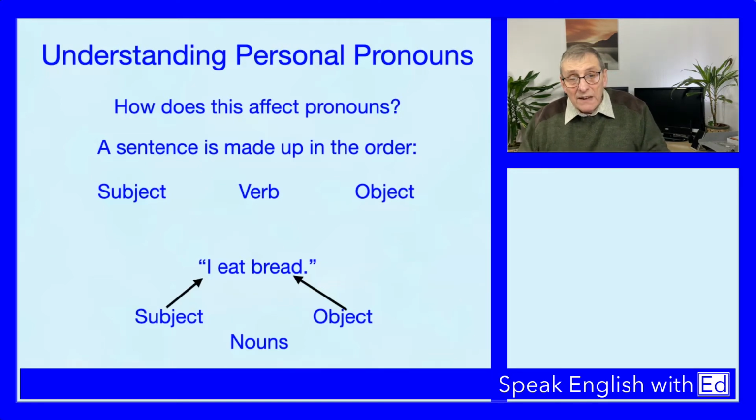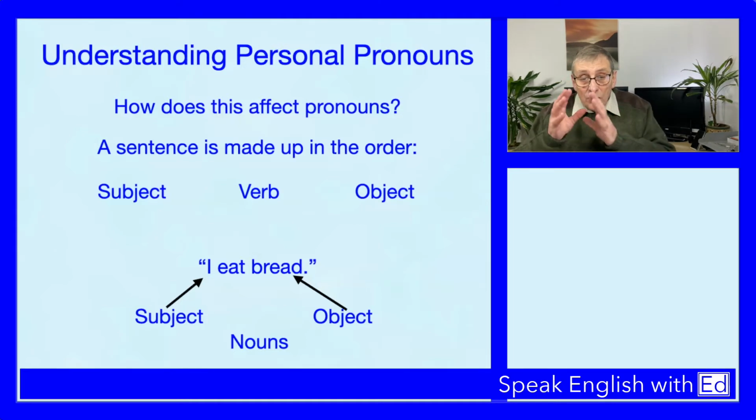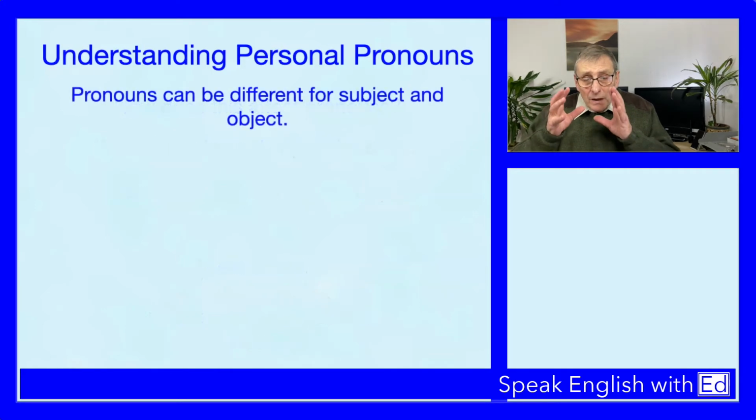Okay, if it wasn't me, say it was Tony eats bread, then I would have to put a noun down and say Tony eats bread. I wouldn't be able to say he eats bread because she wouldn't know who he is. I've only put I because she actually knows who I am at the moment. So subject and object are both nouns, so they can be replaced by pronouns, and pronouns can be different for the subject and the object of a sentence.